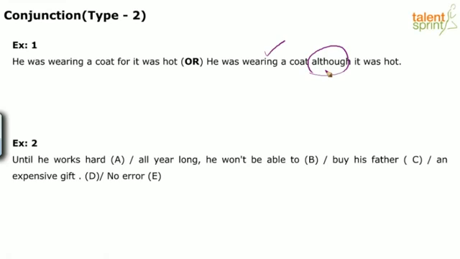Now, if you notice, again, when you say he was wearing a coat for it was hot, can you understand, if we split, again, conjunction joins two sentences, right? Let's say if we split this sentence into two parts, one which says he was wearing a coat, and the second which says it was hot.